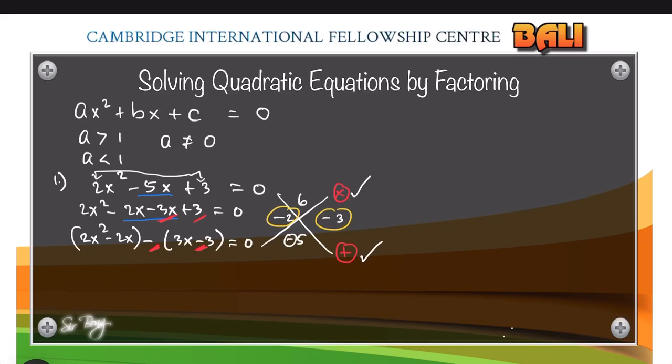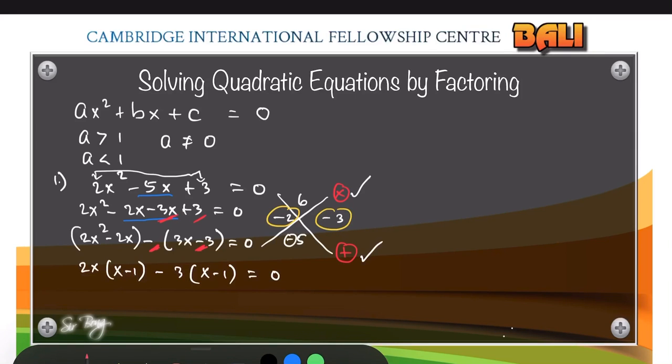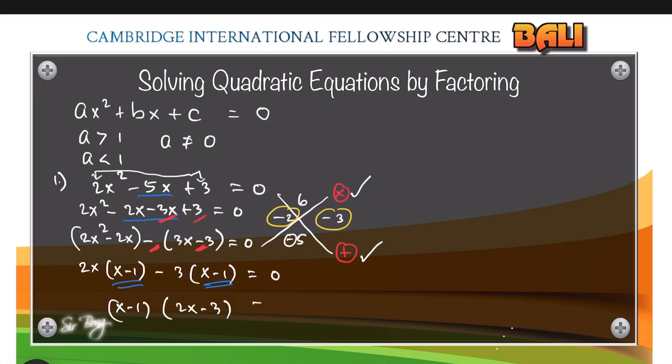And then factor out 2x as common, so this is x minus 1 left, minus factor out 3, so this is x minus 1 also, is equal to 0. The common term that can be seen now is x minus 1, and x minus 1. So you can factor it out. So x minus 1 is factored out. So we have 2x minus 3 is equal to 0.